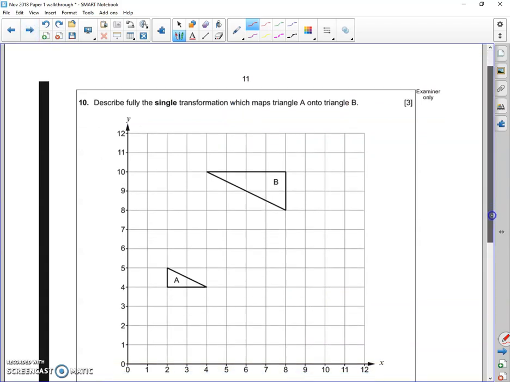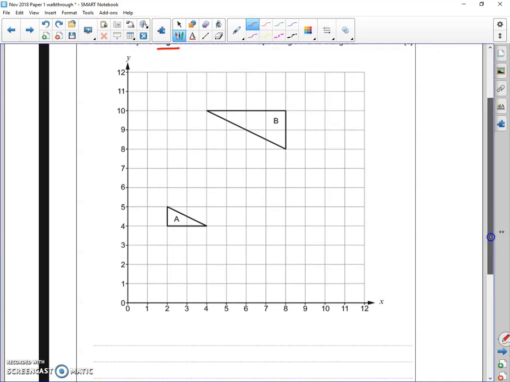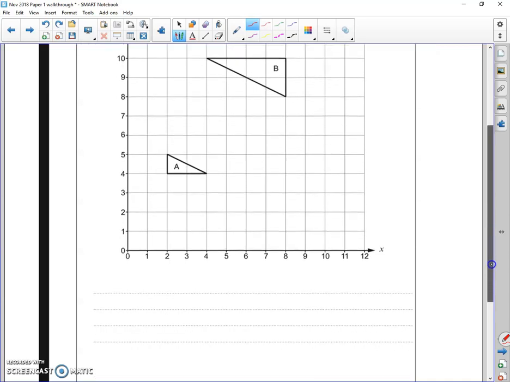Question 10. Transformations then. So it describes fully the single transformation. When it says single, it means you're only looking for one of the four. So it's either an enlargement or a rotation or a reflection or a translation. It's not both. You can't say that it's been enlarged and rotated. We're looking for a single transformation. Now, if the shapes are different sizes, then it can only be one of the transformations. It's got to be an enlargement. So for your first mark, you just need to say that it's an enlargement.